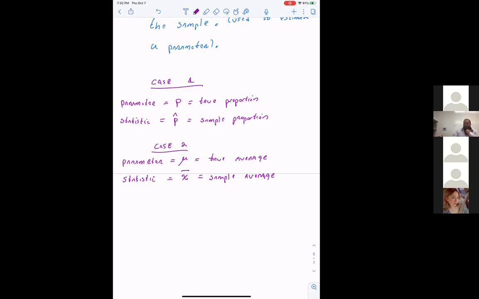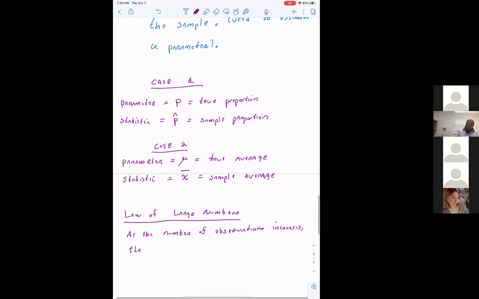So the two cases that we're going to focus the majority of our attention on are parameters, our proportions and averages. There's the true proportion, don't know it, so I take a sample. P is a true proportion, P hat is my sample proportion. Hopefully that's pretty close. Mu, the true average, X bar, the sample average. Hopefully that's pretty close. The law of large numbers says as follows. As the number of observations increases, the sample proportion P hat gets closer and closer to what?